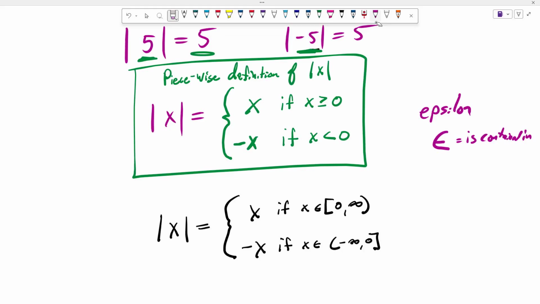And again, when we see one curly bracket, this doesn't mean a set. This is how we write a piecewise defined function. You list all the different pieces, all the different intervals, and you can either write interval notation or you can write inequalities like I did up here, and so on.